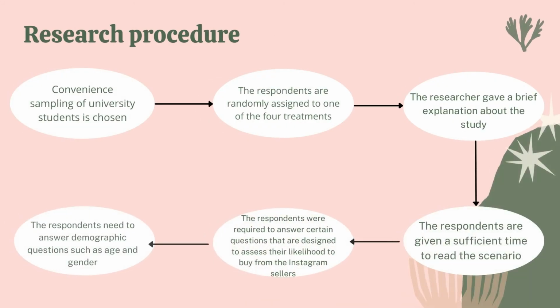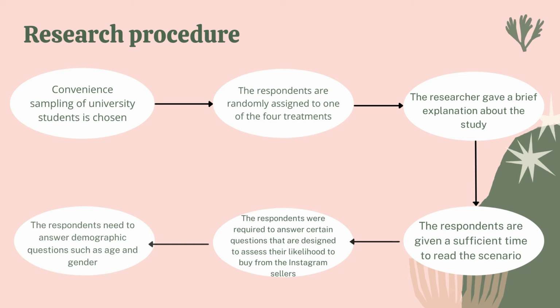Research procedure. Convenient sampling of university students is chosen to represent gender and the group of consumers of smartphones. Then, the respondents are randomly assigned to one of the 4 treatments. After that, the researchers gave a brief explanation about the study. Then the 4th step is the respondents are given sufficient time to read the scenario.